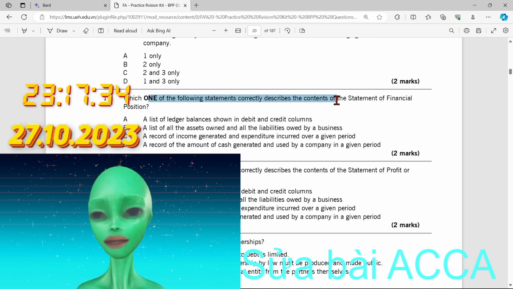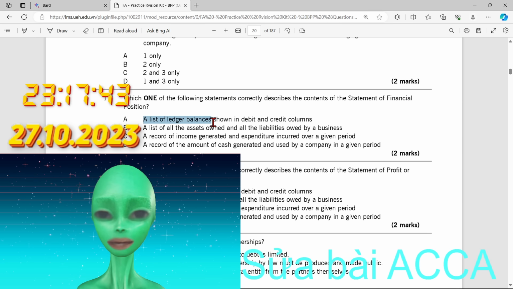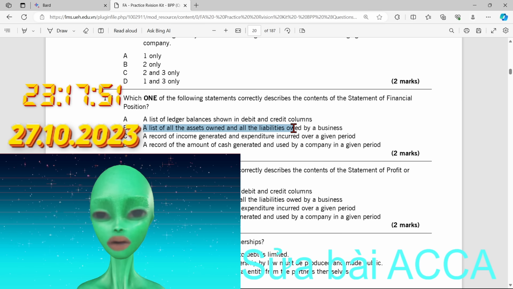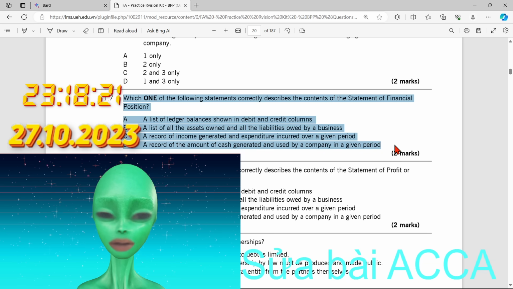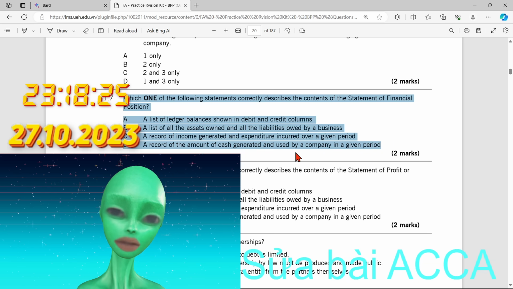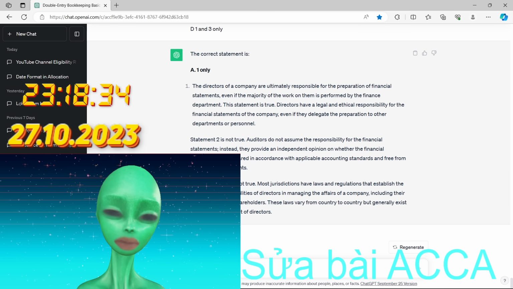Which one of the following statements correctly describes the contents of the statement of financial position? A: a list of ledger balances shown in debit and credit columns. B: a list of all assets and liabilities owned by a business. C: a record of income generated and expenditure incurred over a given period. D: a record of the amount of cash generated and used by a company in a given period. I think the true answer is A. I will double check with ChatGPT.